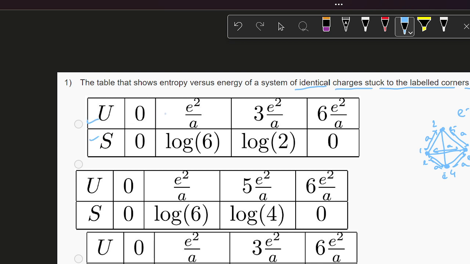Then for two charges, what is the U and what is the S value. Then for three charges, what is the U and S value. And finally, what is the U and S value for all four charges. So this is basically what you are asked in the form of a chart in question number 1. Now you have to answer that by calculation, which one of the charts is the right answer.